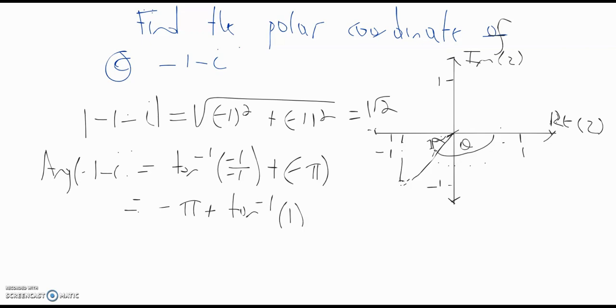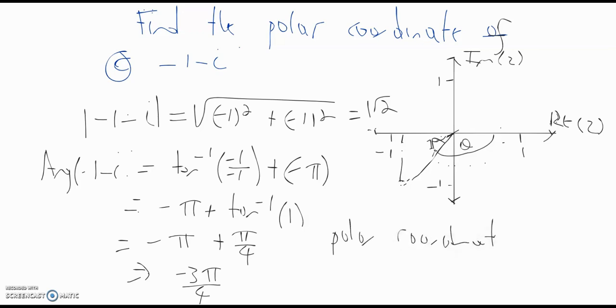Now bear in mind that when I take tan inverse of 1, I'm going to get pi over 4, which is the small acute angle here. So to get the angle from the positive real axis up to this point, we actually have to add minus pi, seeing that we are going in a clockwise direction. So this becomes minus pi plus pi over 4, which is minus 3 pi over 4. All right, and you can even look at the diagram and deduce it. So my polar coordinate would still be root 2, but my angle here, which is theta, is minus 3 pi over 4.